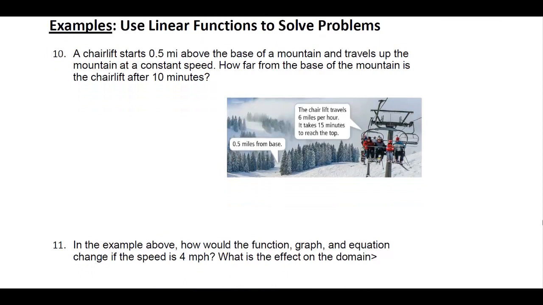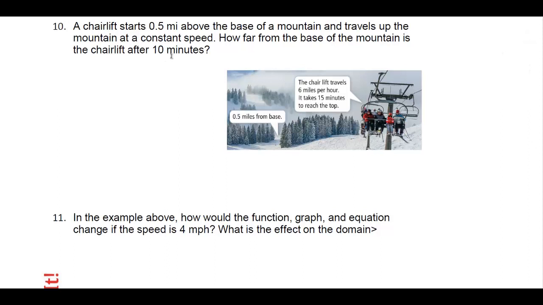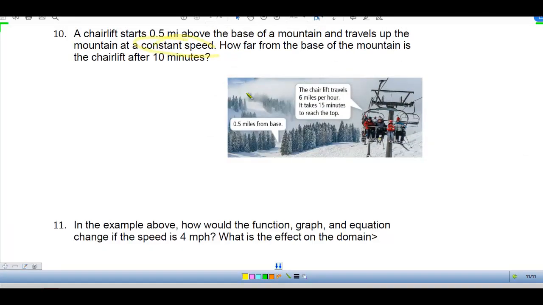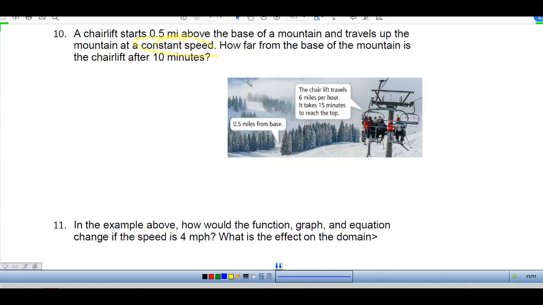Okay, so let's look at the final problem here. Chairlift starts, looks like half a mile above the base of a mountain, and it travels up the mountain at a constant speed. So that's what helps me identify a constant rate of change, that it is linear. How far from the base of the mountain is the chairlift after 10 minutes? So let's evaluate, think about what we know and what we need to know. Looking at everything we're given here, I know that it starts at 0.5 miles above the base. That's going to be my initial position.